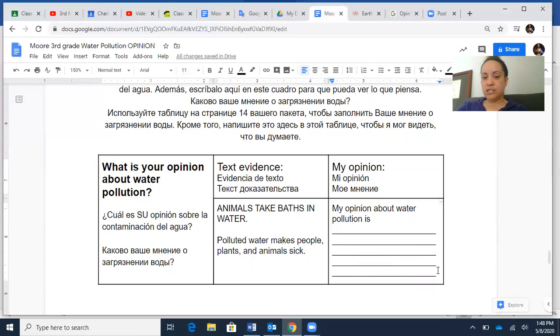Once you finish, turn it back into me so that I can look at it. We are going to collect all of your opinions from your page 14 of your packet, and you're going to have to do an opinion writing about the Earth's water.